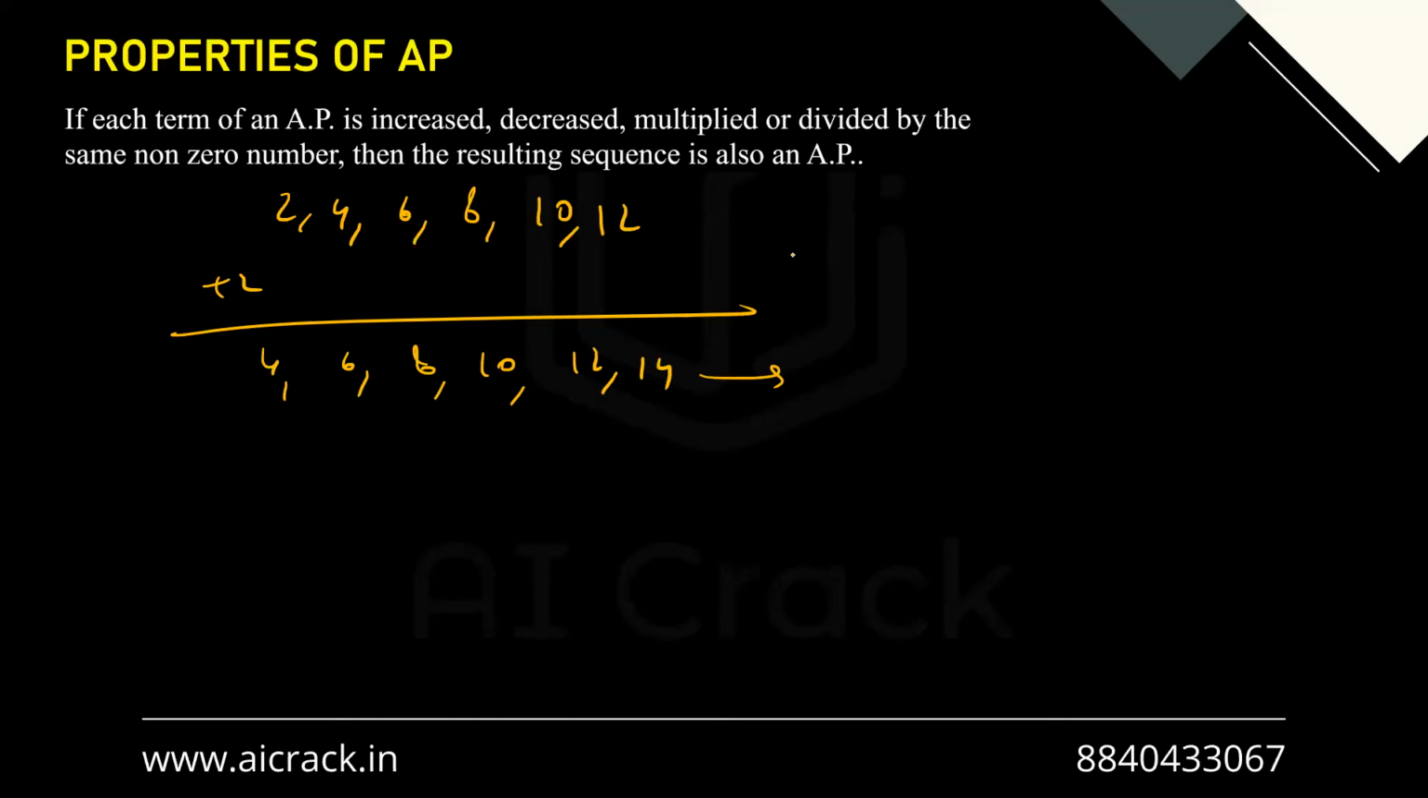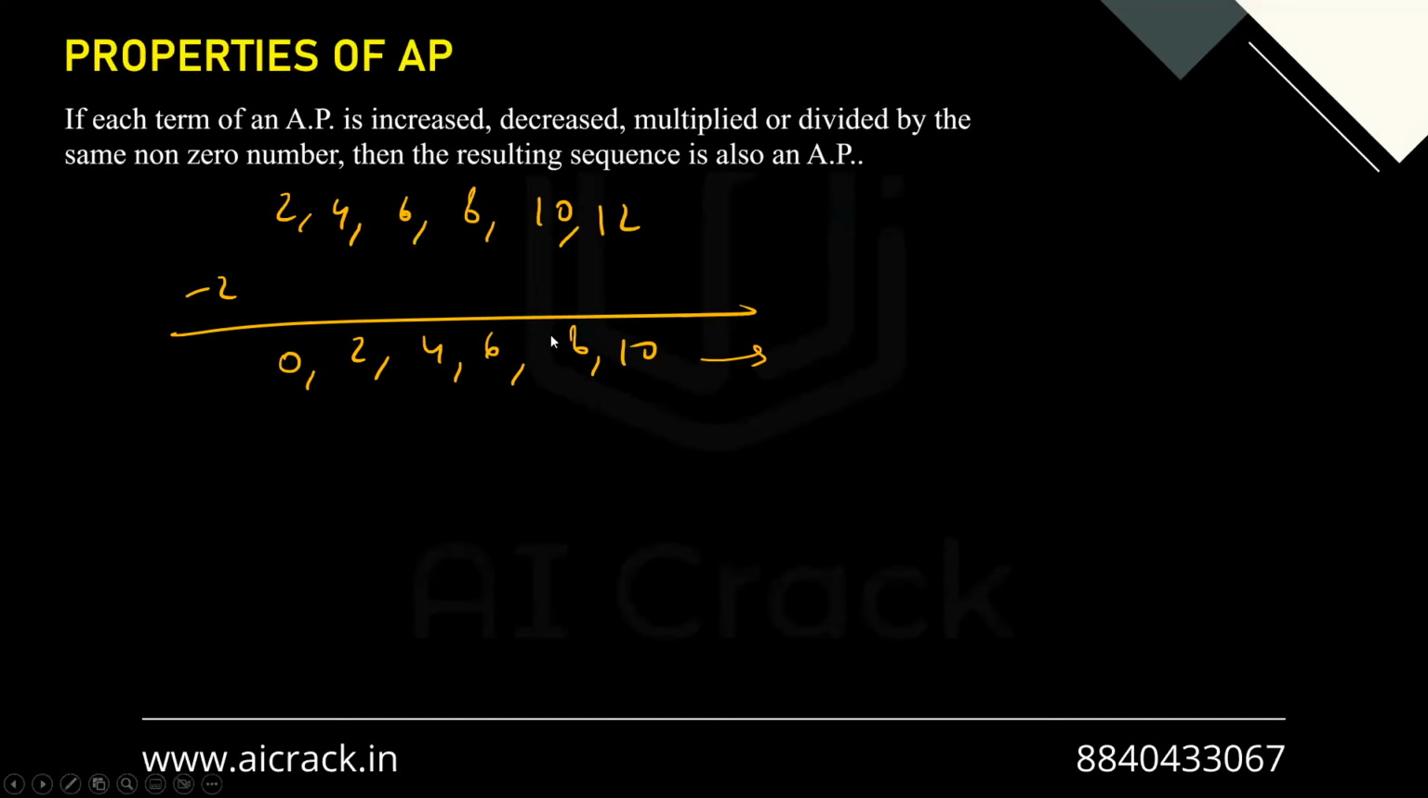So common difference is not changing, right? Common difference is the same when we are adding the same number in every single term. Now the same thing can happen if we subtract something over here. So if we are subtracting 2 from here, we'll be getting 0, 2, 4, 6, 8, and 10. Now you can see that this is also an AP with the common difference 2. So when we're adding or subtracting anything, common difference is not changing, but we're still getting an AP, right?